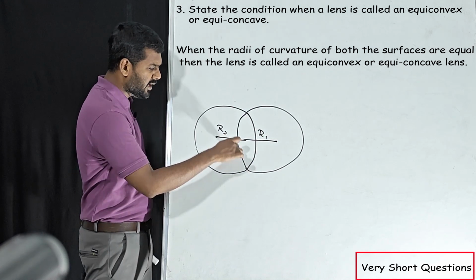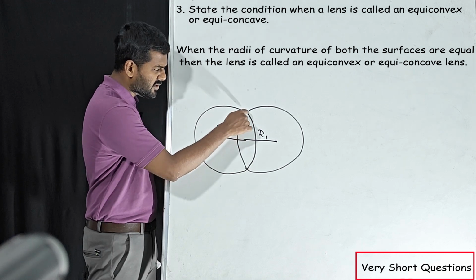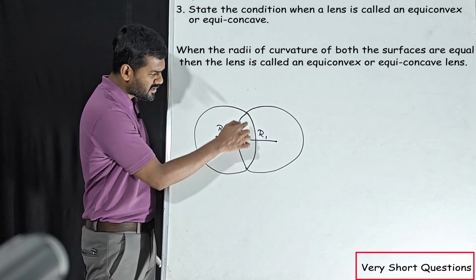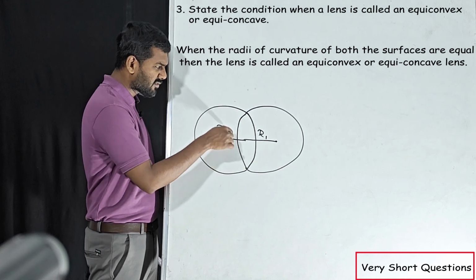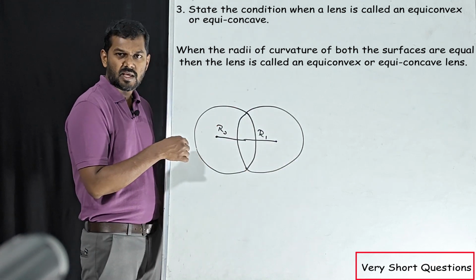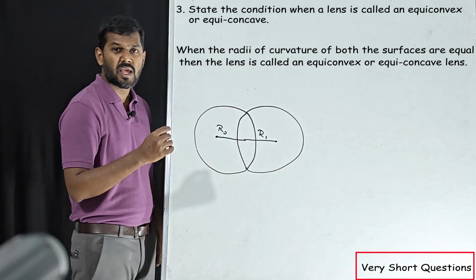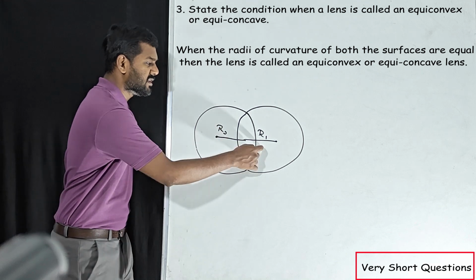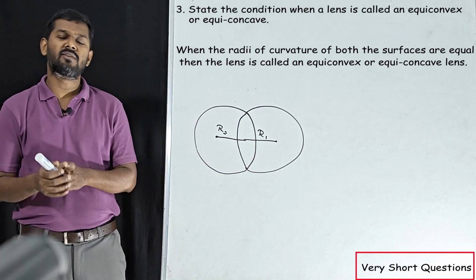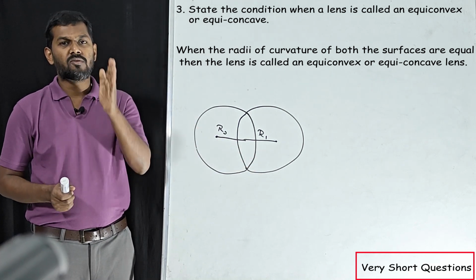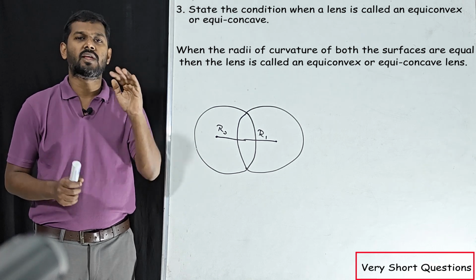Because here we have two surfaces, because of this surface we have created a circle, and because of this surface we have created another circle. So the radii of curvature of both the surfaces should be equal. Then we can say it is equiconvex or equiconcave.